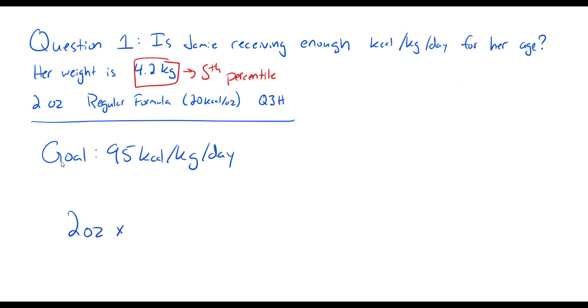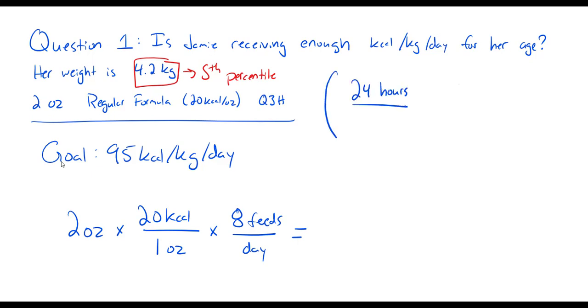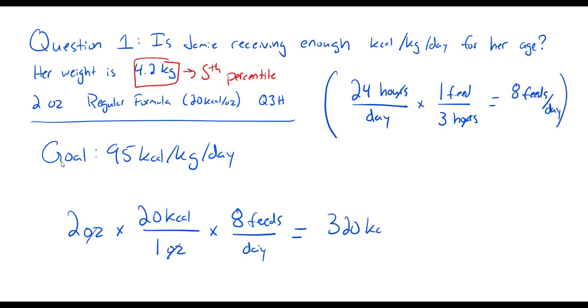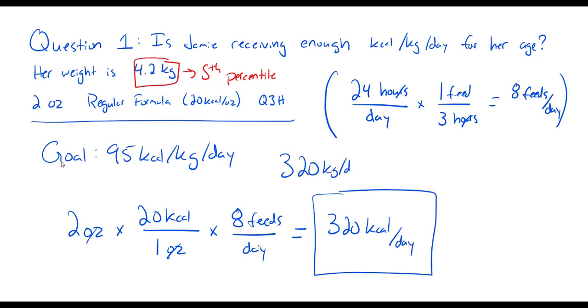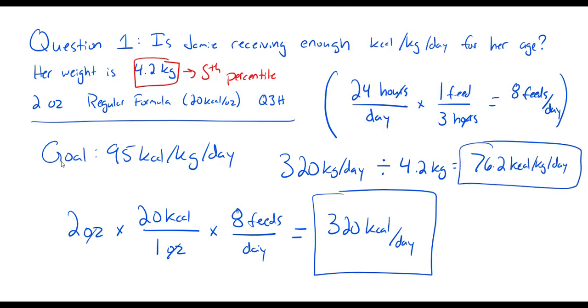Set up the calculation so that as you multiply, everything cancels. 2 ounces times 20 kcals per ounce times 8 feeds. Zooming out, recall that there are 24 hours in the day, so with one feed every 3 hours she gets 8 feeds every day. When you cancel everything, you calculate that she receives 320 kcals per day, then divide by her weight. We find that she's receiving 76.2 kcals per kilogram per day, so not at goal.